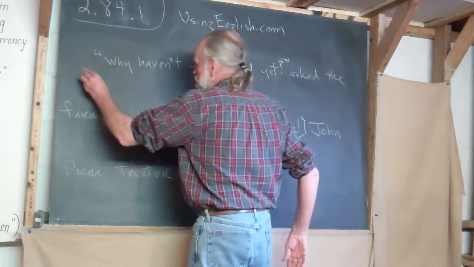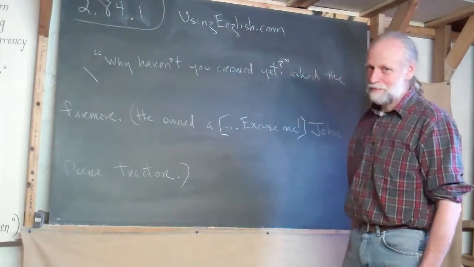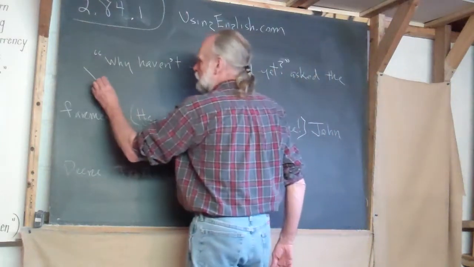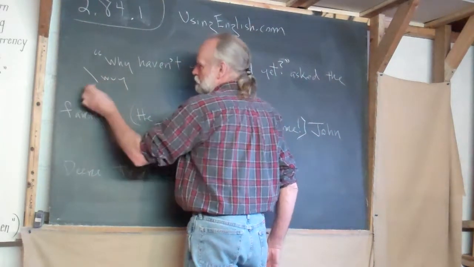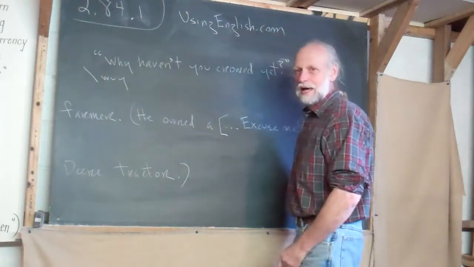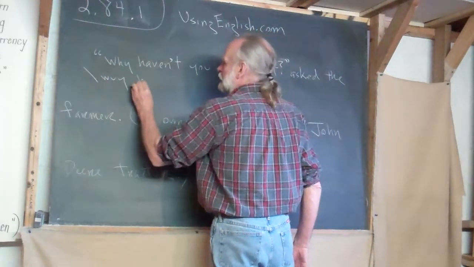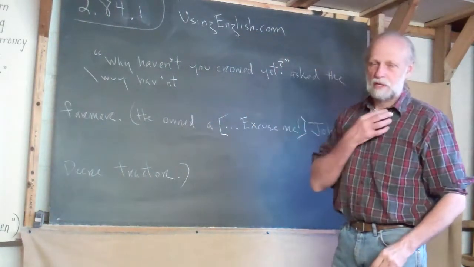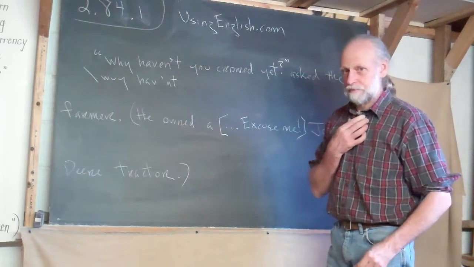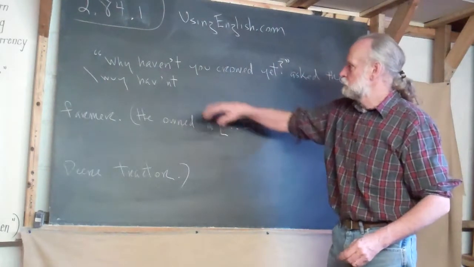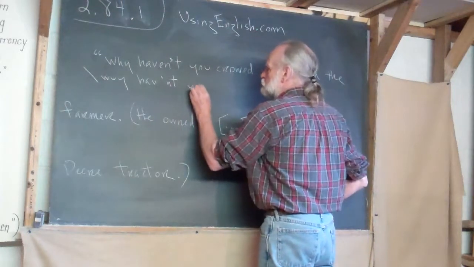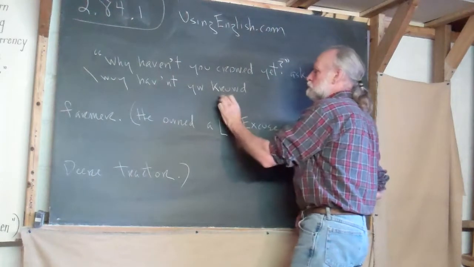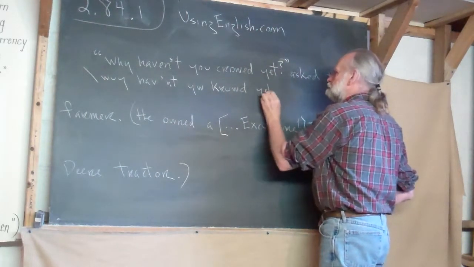Well, here we go. And I'll probably have much more to say about what I'm doing here. Why? I could have capitalized that. Why haven't? Haven't. Now the apostrophe represents the glottal stop. Haven't. You crowed. Crowed yet.